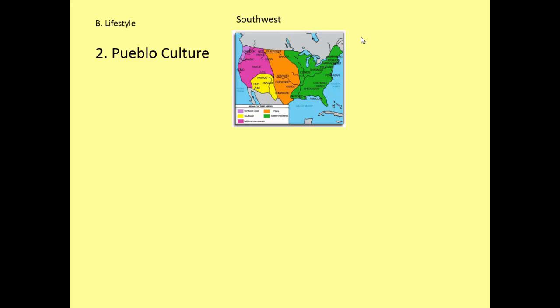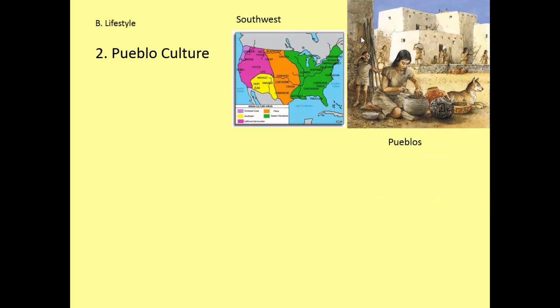Next, we see Pueblo culture. So we're going to move to the Southwest, which is the yellow part of this map. It's a very dry area, and so you would think that they wouldn't be very good at farming, but they are, because there are some rivers in this area. So it's a very sparsely populated part of what will be the United States. But there are some major rivers, the Colorado, the Rio Grande, etc.